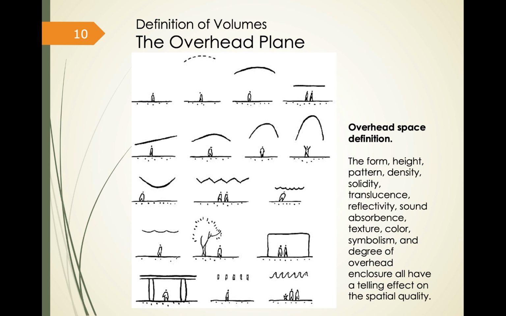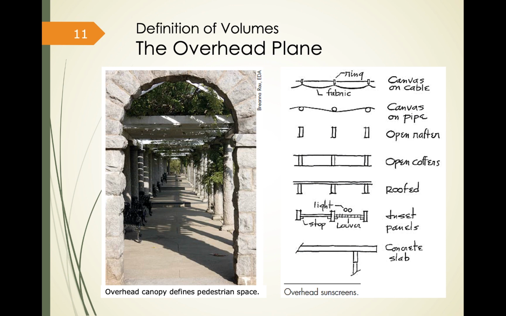The overhead dividing space can be in various forms, as shown in this illustration. The form, height, pattern, density, solidity, translucence, reflectivity, sound absorbance, texture, color, symbolism, and degree of overhead enclosure all have a telling effect on the spatial quality. When the sky is not suitable as a ceiling, we can provide overhead controls. The form, character, height, and extent of overhead enclosures will have a telling effect on the character of the volume they help to define.